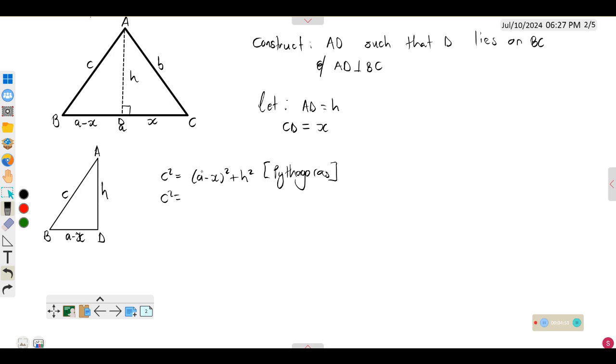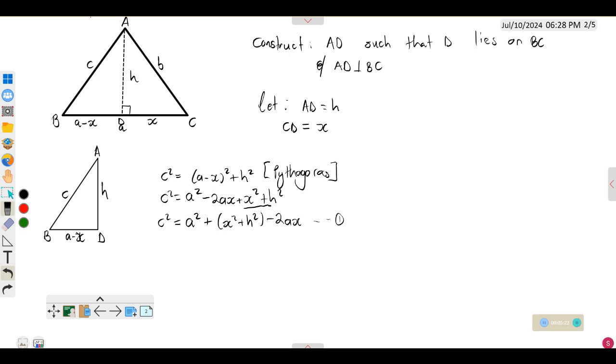When we expand this, remember we are going to open two brackets, and when we expand we are going to get a squared minus 2ax plus x squared plus h squared, right? I would like to group these two. Can we group the h squared and the x squared together so that we have c squared, which is equal to a squared plus x squared plus h squared, minus 2ax, right? That's our first equation.